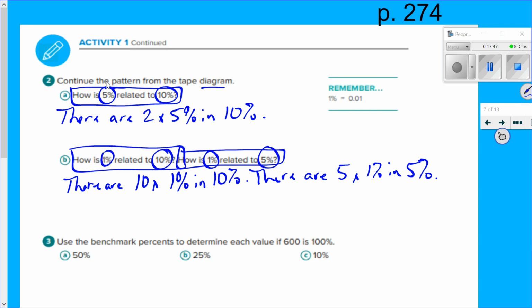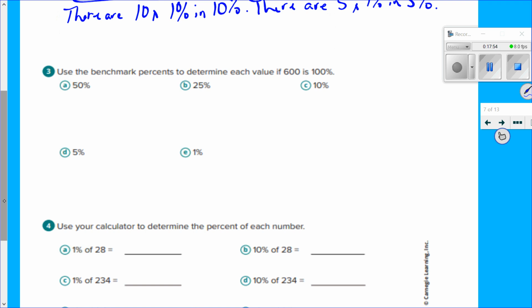Yes. Okay. So now we're going to start using these benchmark percents to show you how we can start making calculations off of them. So we're going to determine each value if 600 is 100%. In other words, I'm looking at these out of 600. So if I want 50% of that, we just said there's two 50s in 100, right? So what number would I double to get to 600? 300. See how we're doing it?